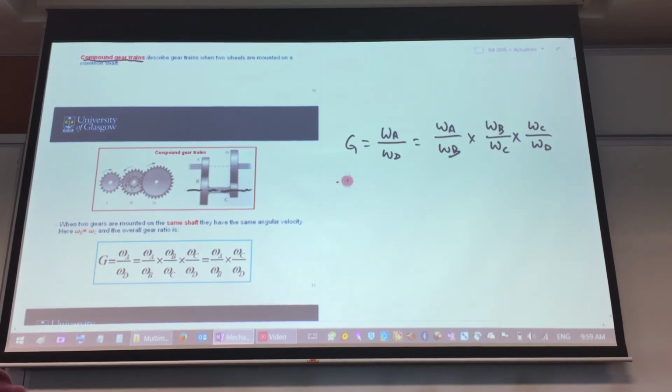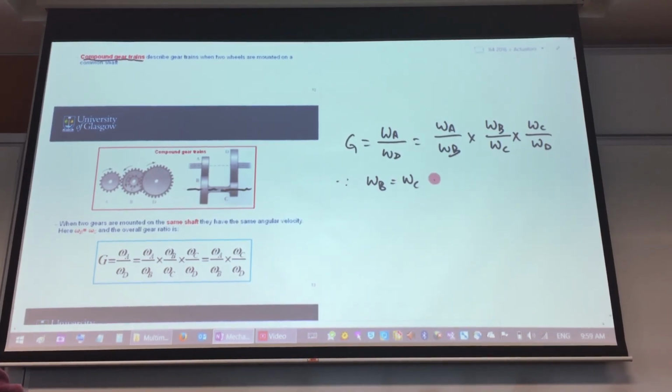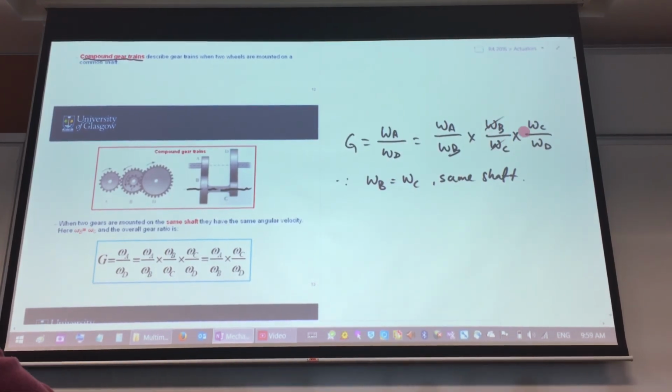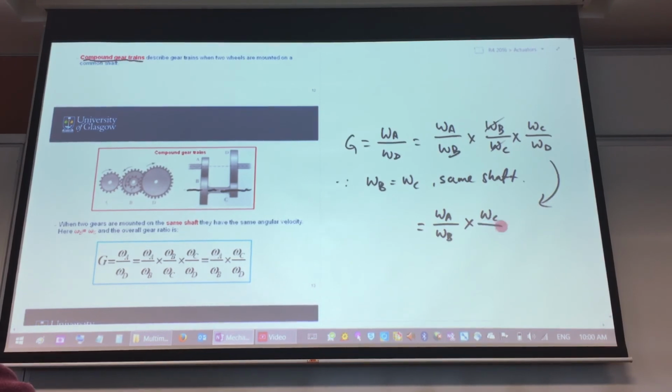Because omega B and omega C are on the same shaft, that means omega B and omega C are equal to each other. So this and this can cancel out. So whatever is left, that gear ratio would be omega A over omega B multiplied by omega C over omega D.